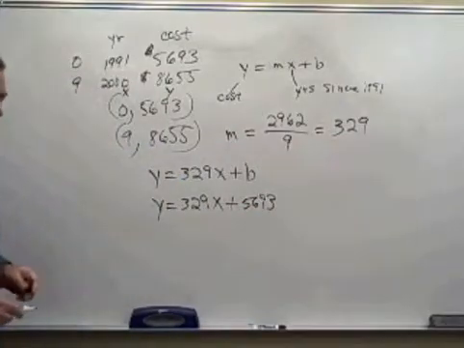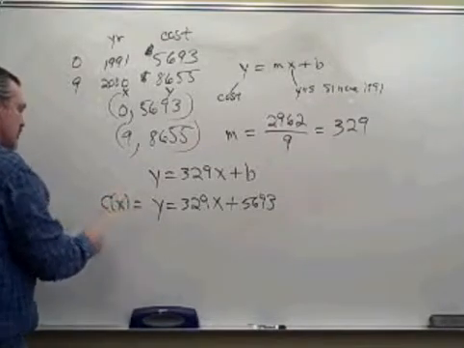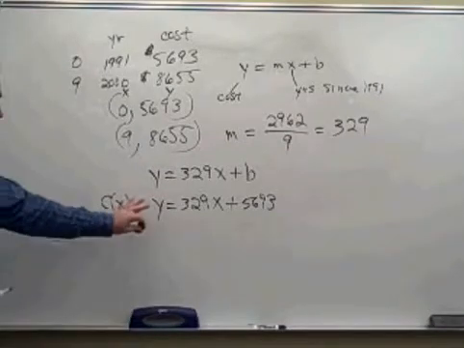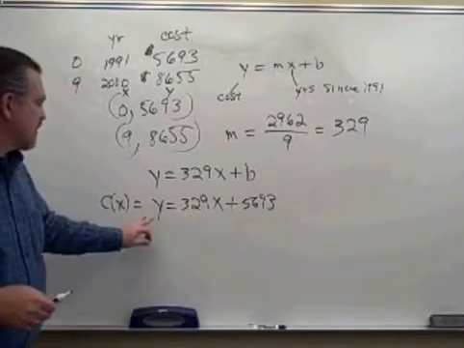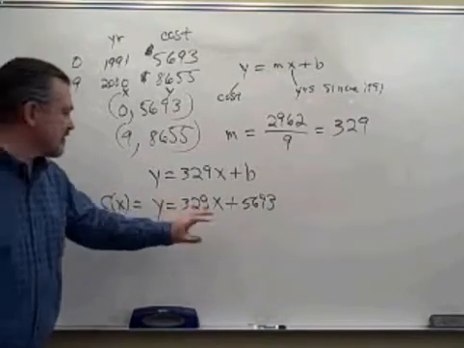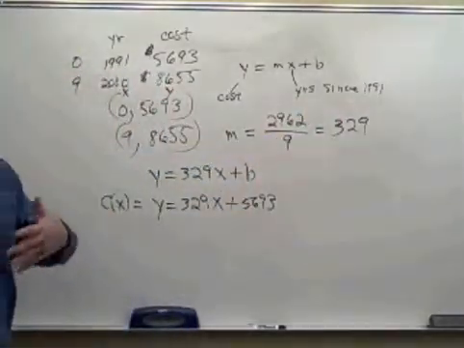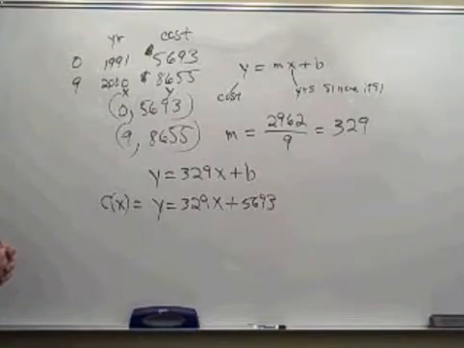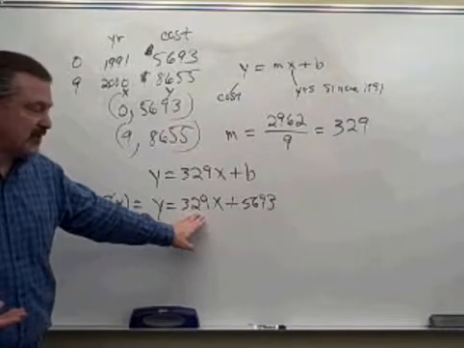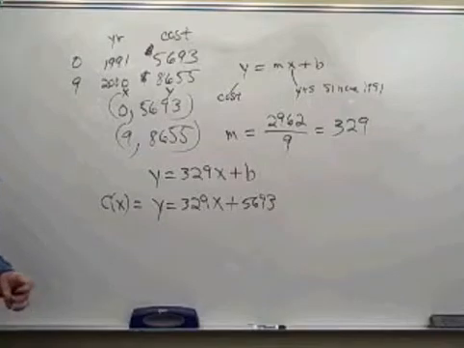And I have my linear equation in two variables, or if I wanted to use function notation, let's use C for cost. The average annual cost, the cost function, C of x, or y, equals 329x plus 5693. And this is a cost function that's based upon 1991. Everything is from 1991 to the present. It's been going up an average of $329 per year, and it started out in 1991 at $5,693.